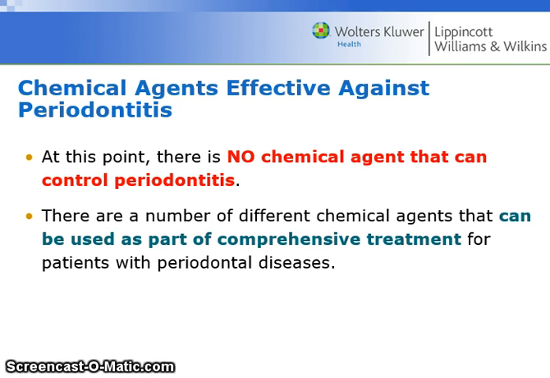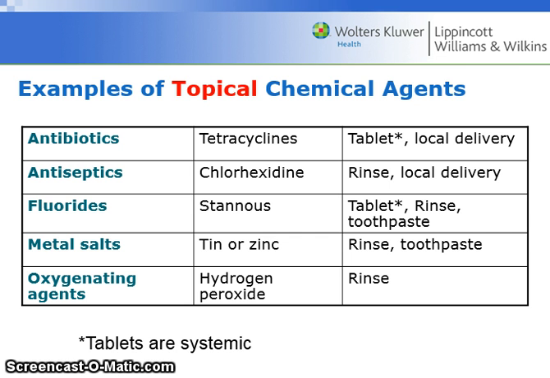There are a number of different chemical agents that can be used as part of comprehensive treatment for patients with periodontal diseases. In other words, chemical agents alone cannot control periodontitis, but can be used as adjuncts to comprehensive treatment. Examples of chemical agents are antibiotics, antiseptics, fluorides, metal salts, or oxygenating agents.